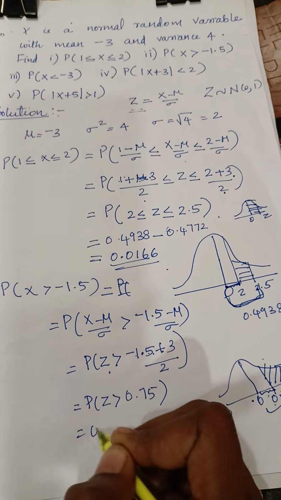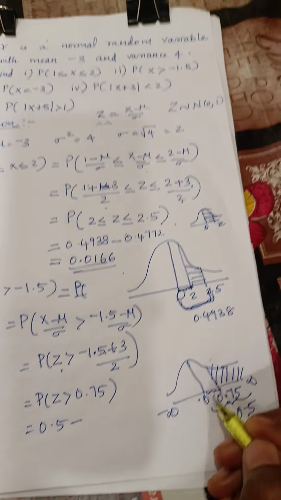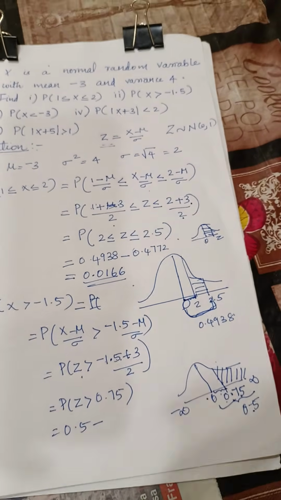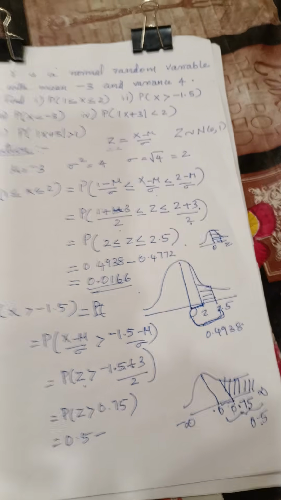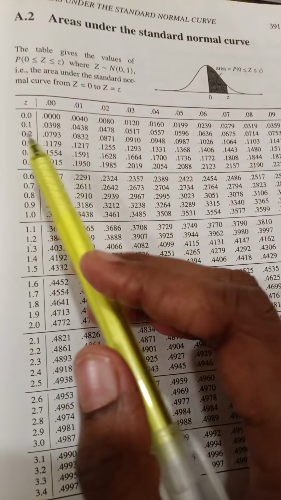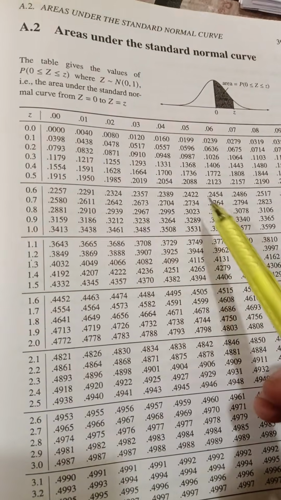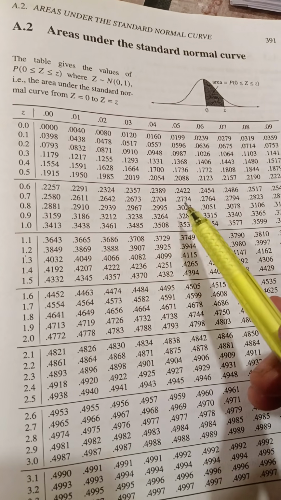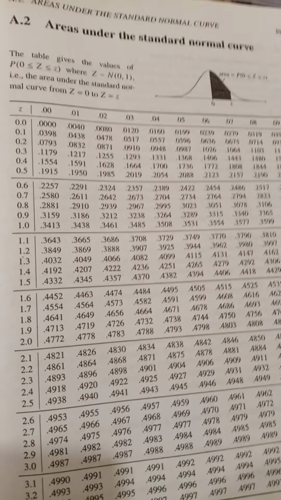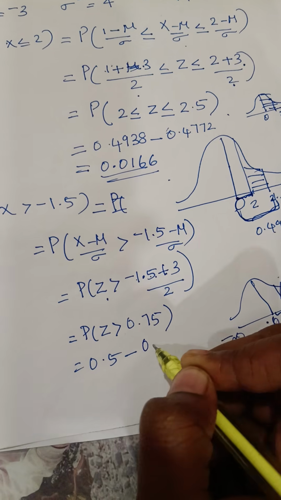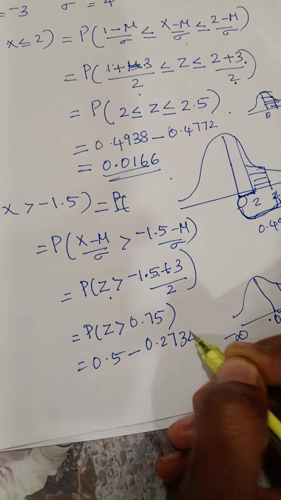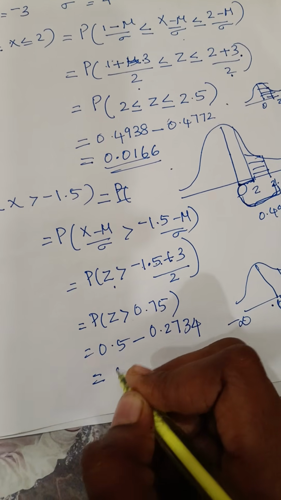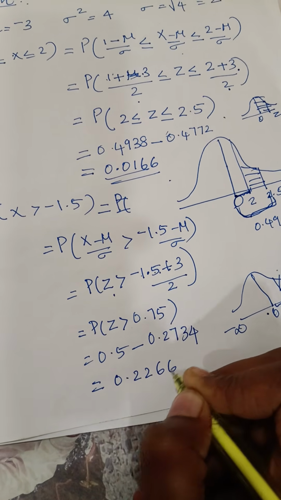So this is equal to 0.5 minus, then we can find probability from 0 to 0.75 from the table. So what is the probability of 0.75? 0.7 comes here and 5 comes here. So value is 0.2734. So subtracting this from 0.5, we will obtain the value 0.2266.